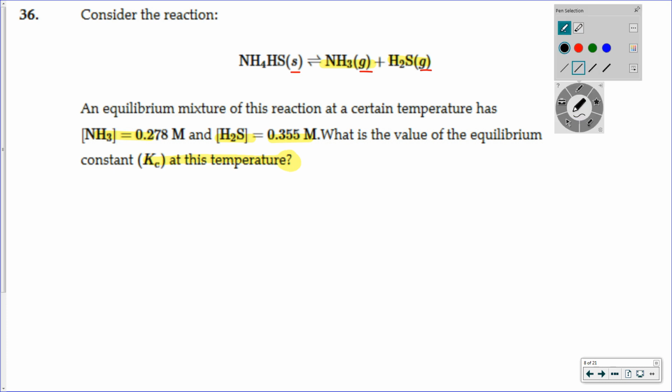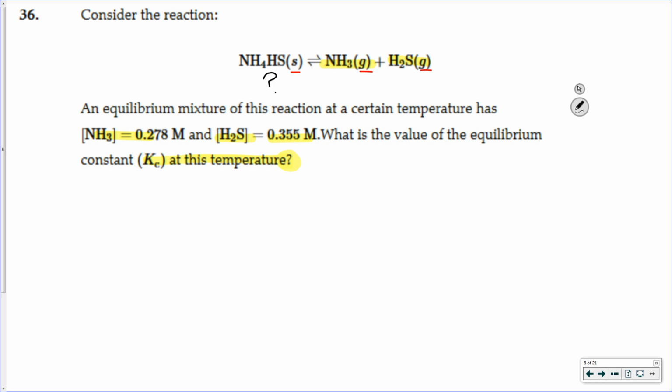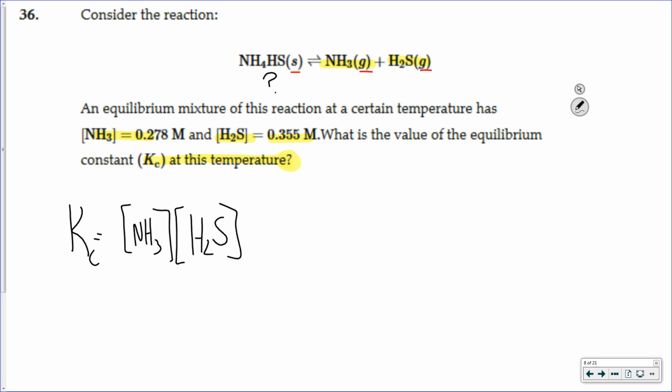All right. Now we don't know anything about the concentration of this reactant. Does that matter? No, because it's in the solid. So if we write the K sub C and its products over reactants, it's the concentration of the NH3 times the concentration of the H2S. So that would be the product side of it. And the reactants are just over 1. So we can just drop 1 off. So it simply becomes the concentration of the ammonia, NH3, times the concentration of the H2S.